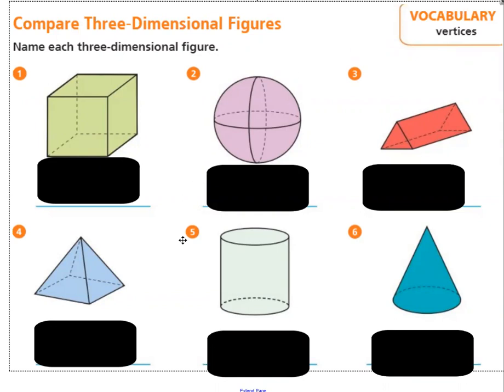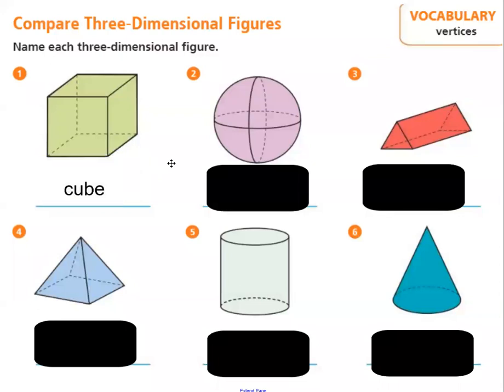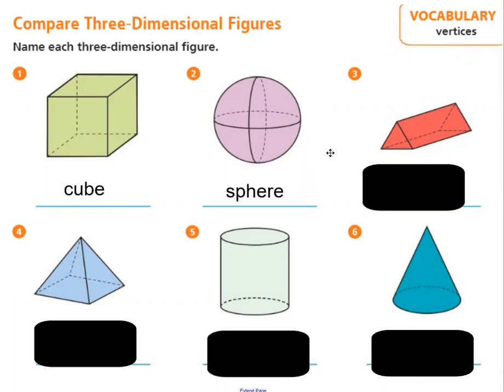And the first thing we're going to do is just remember what the names of all these things are. So I'm sure you remember this one. If we've got squares going all the way around it, that's a cube. And if you've got a ball, that's a sphere. Now, what about when we have prisms and pyramids?